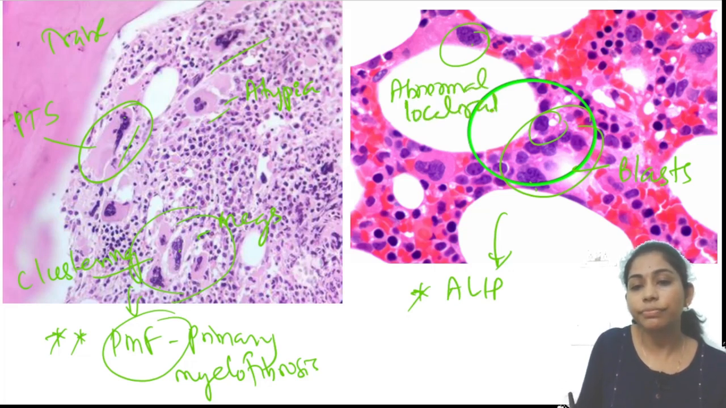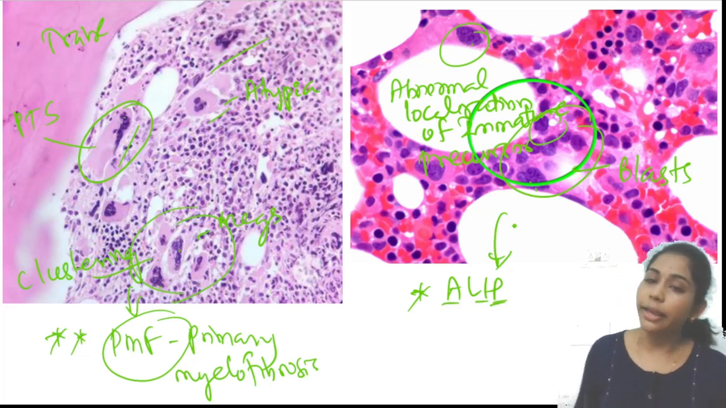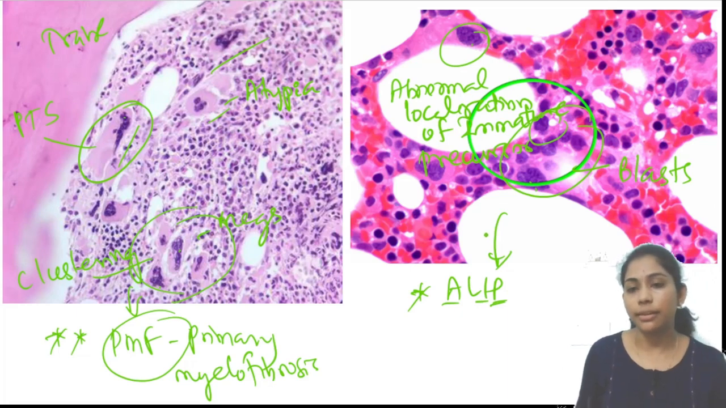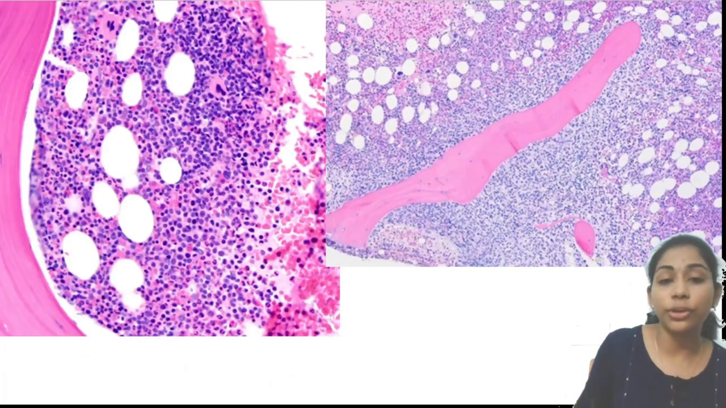localization of immature precursors. Okay, abnormal localization of immature precursors, ALIP. See, again, if you know normal, abnormal is very easy. Okay, next we'll go to another one. Yeah, I want you guys to know this.